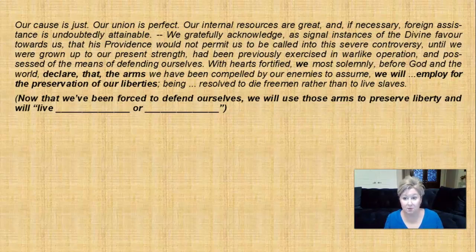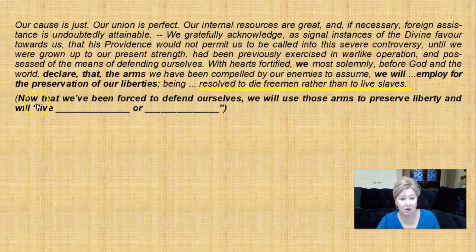We most solemnly, before God and the world, declare, here's the declaration, that the arms that we've been compelled to assume, you forced us to take up arms, we will employ them for the preservation of our liberties, being resolved to die free men rather than to live slaves. That's wonderful language as well.